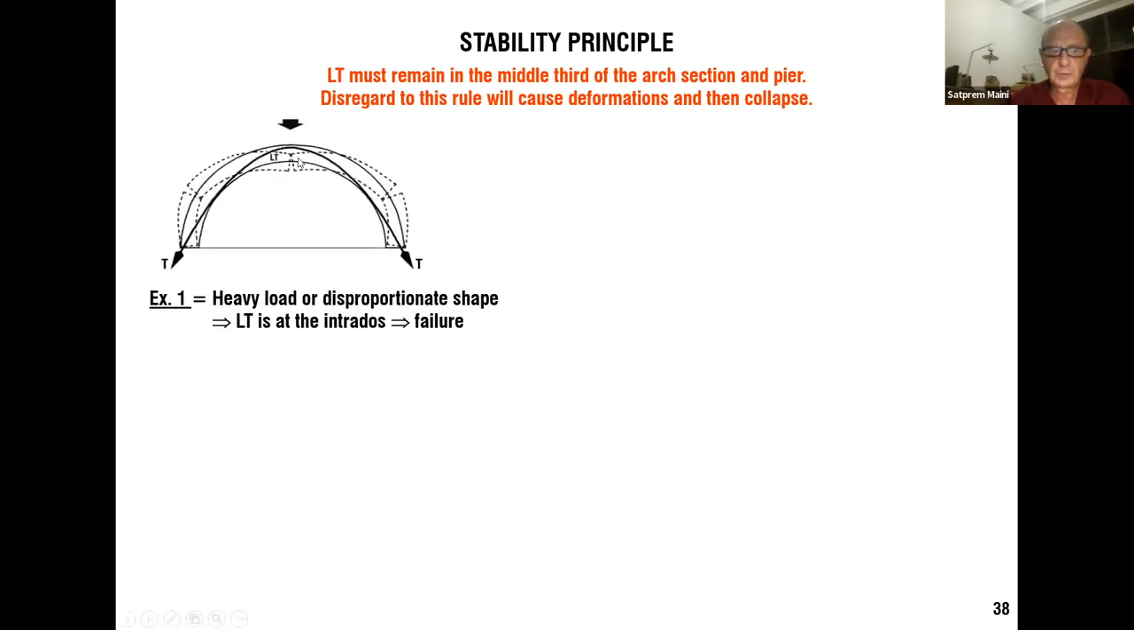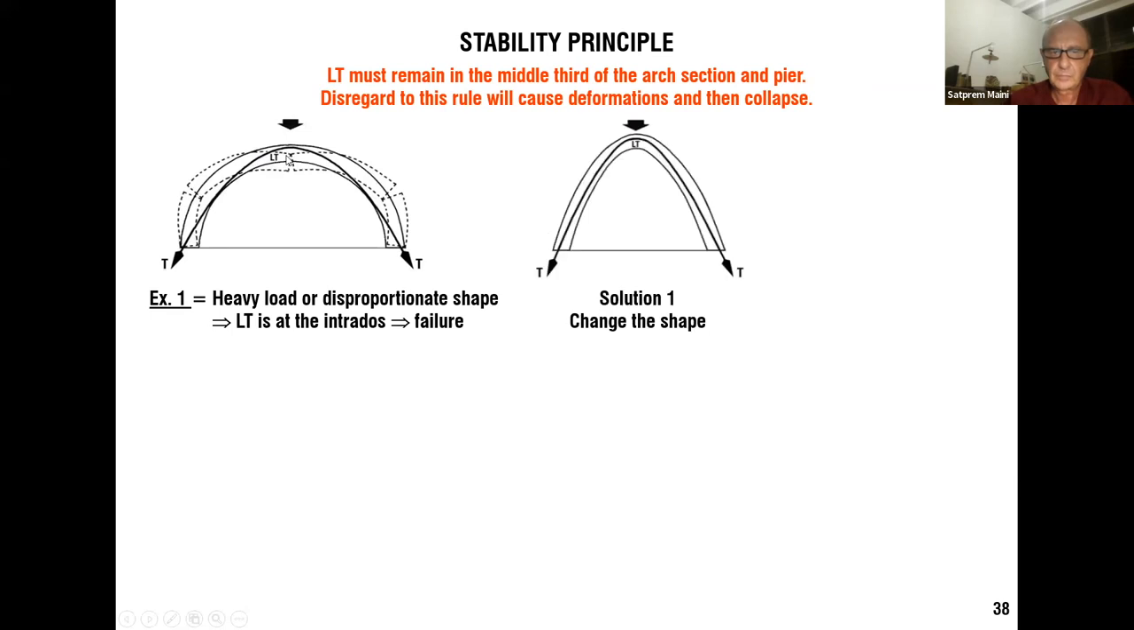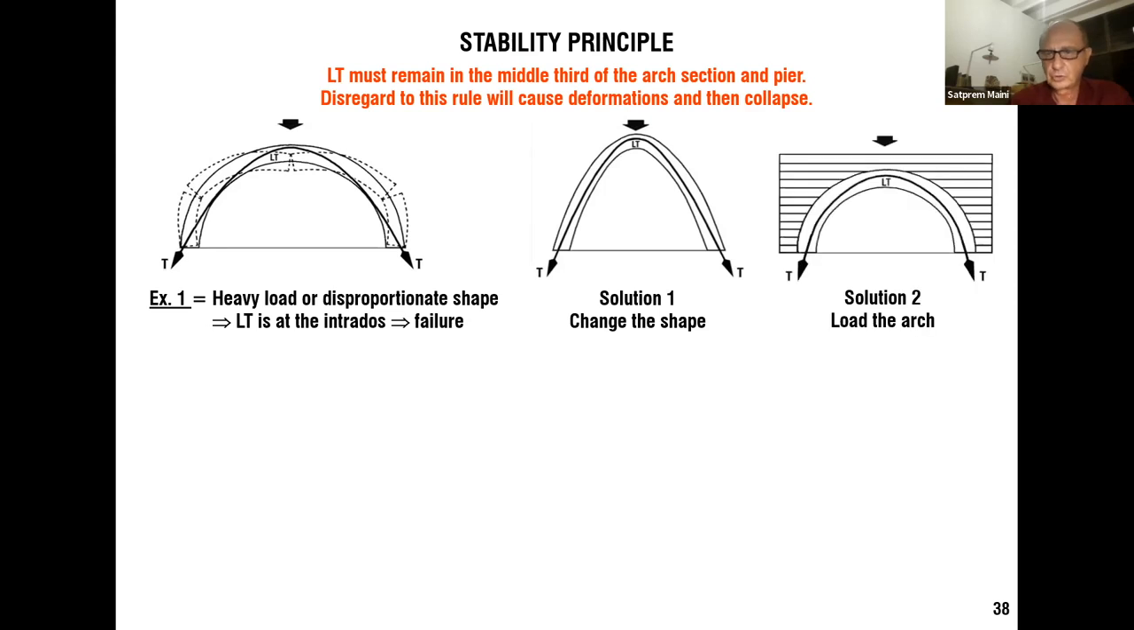You have here an example. We have a heavy load here on top of a disproportionate shape. Then LT becomes tangent. The line of thrust here becomes tangent here, here, and here. The edge will collapse. Solution one, you change the shape to have a catenary shape. Or solution two, to load the edge. So putting some load on the edge will make it stable.